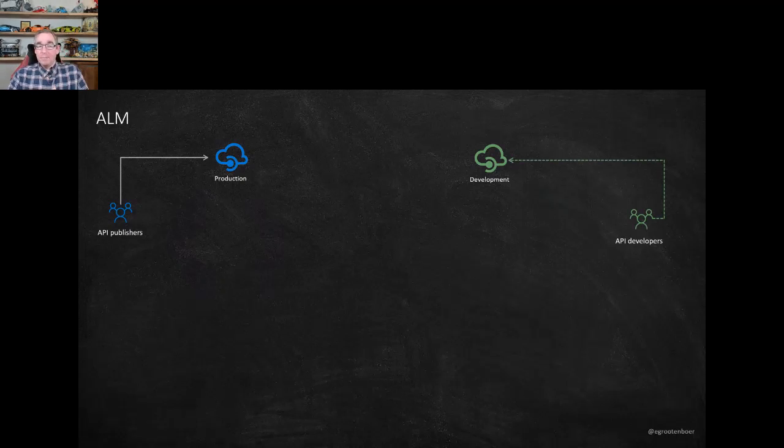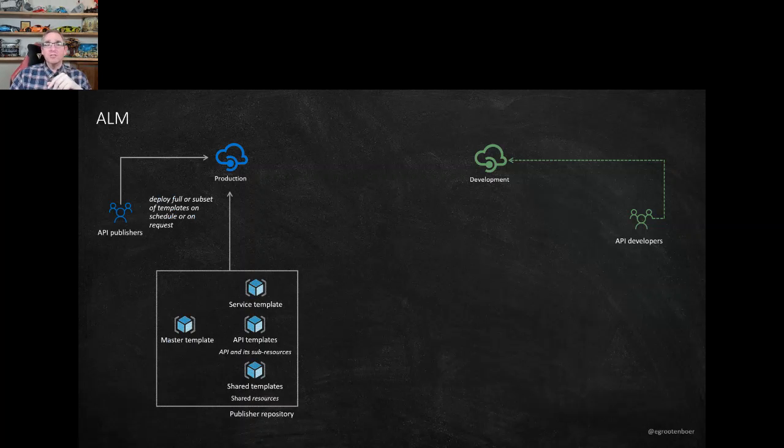And then our API publishers, those are the people that are actually in control of our production. And our API developers, our internal API developers, are in control of our development environment, where they are creating new services and things like that. So our API publishers, what they will do is create a set of templates, so ARM templates. So everything with API management can actually be configured and deployed through ARM.